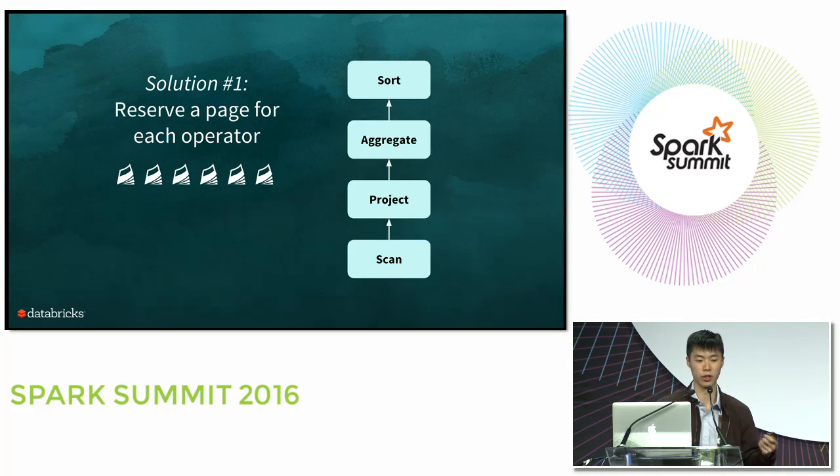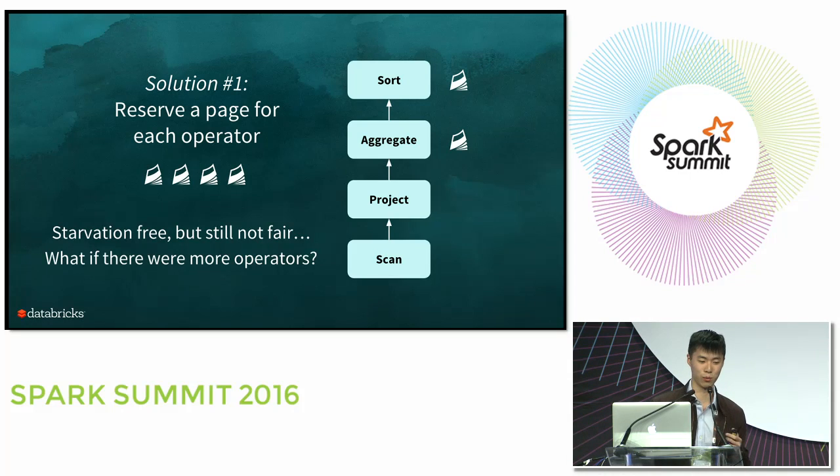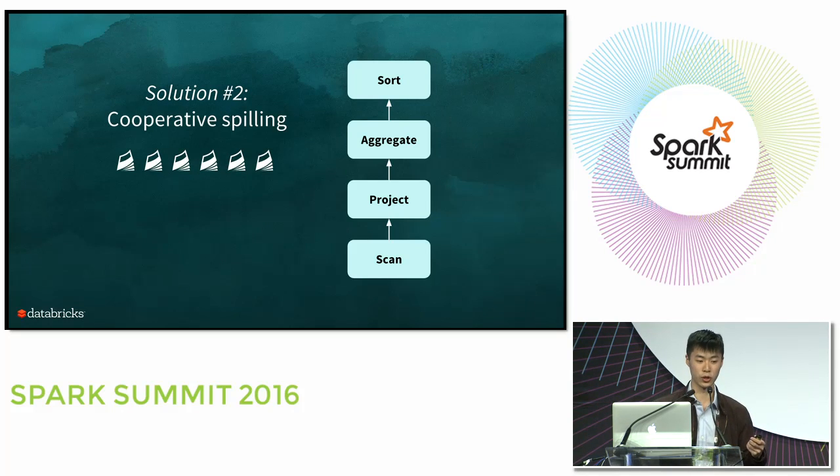So a simple solution here is to simply reserve a page in advance for each one of these memory-intensive operators. So in this case, we know sort and aggregate are both memory-intensive, so we're going to give them a page in advance. So this solves the starvation problem, but it's actually still not fair, right? Because if we go ahead and run through this, aggregate is just going to grab 5 pages, leaving sort with only 1. The bigger problem here is it's simply not feasible for some query plans. What if I have 7 operators that require memory? It's just not doable. So perhaps a better solution is what I call cooperative spilling.